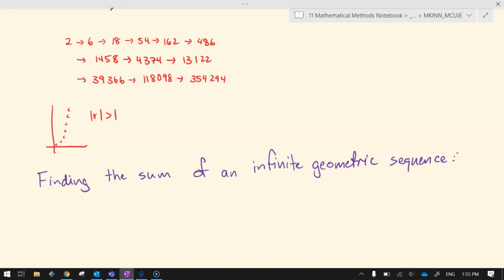So we can find the sum of an infinite series by measuring the value he's getting closer and closer to, until he's so close we can't tell whether you're there or not. And that's effectively what we're going to do with this.